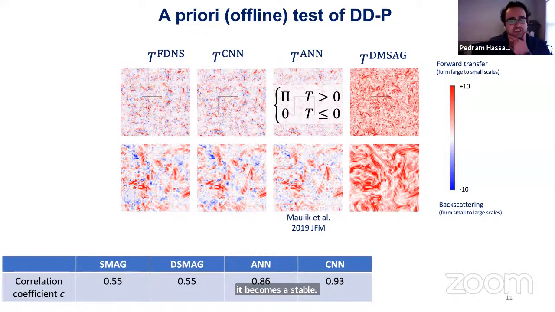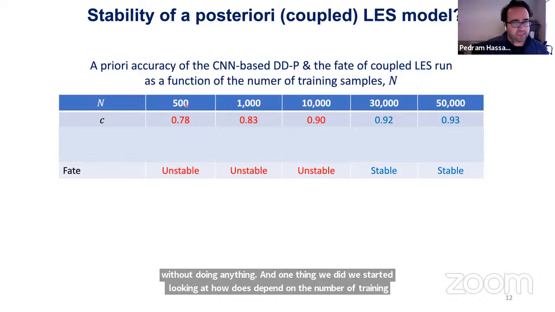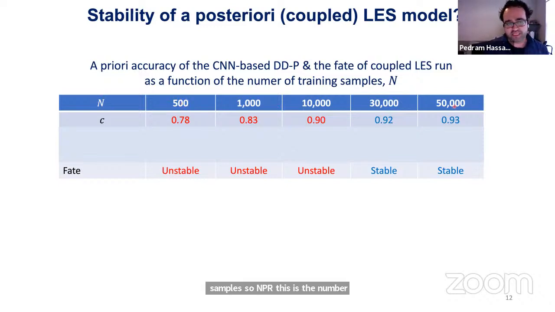So in our work, we wanted to see whether with our CNN we can get a stable parameterization without doing anything. And one thing we did, we started looking at how this depends on the number of training samples. So N here is the number of training samples. We look at the training samples from 500 to 50,000, and we look at that pattern correlation. We'll see that even with 500, we have a pattern correlation of 0.78. And with 100 times more data, it gets to 0.93.